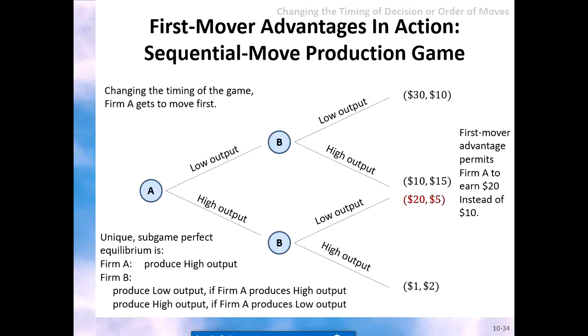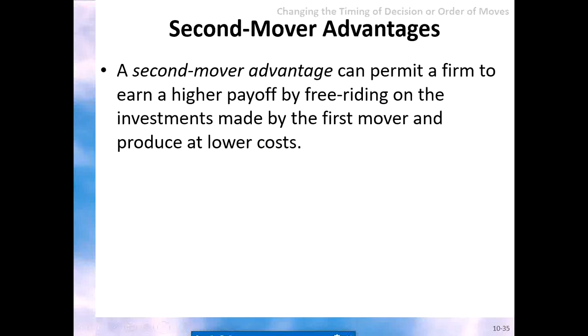So here we can say a unique subgame perfect equilibrium is when firm A produces high output and firm B produces low output if firm A produces high output, and firm B produces high output if firm A produces low output. So first mover advantage permits firm A to earn 20 instead of 10, as we just explained.